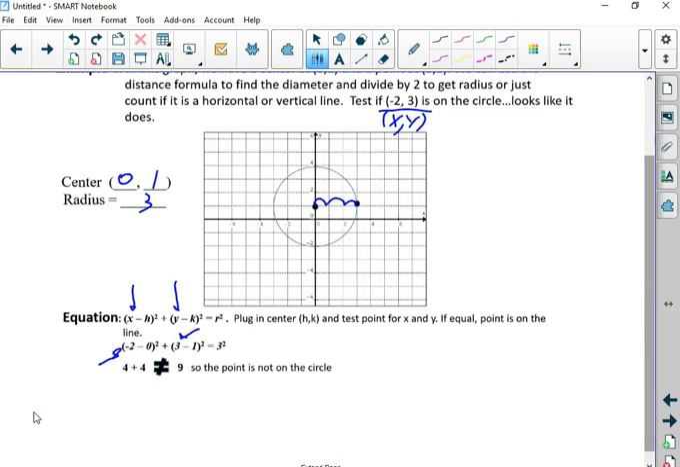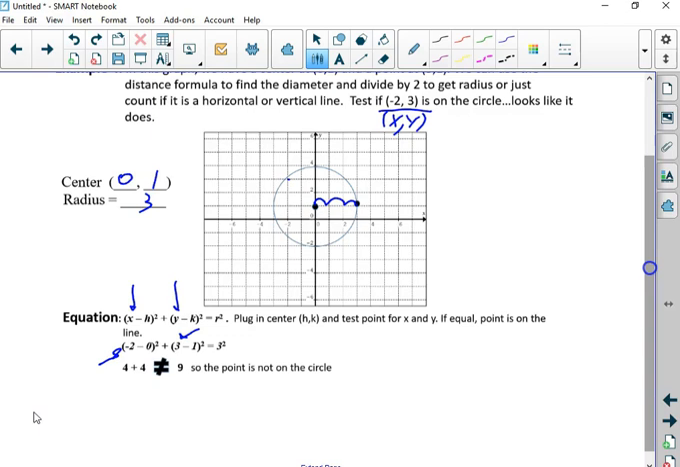Because if you look at -2, 3, where is it? It's right there. That's -2, 3. And it looks like, well, you know what? That might be on the circle. Maybe the circle's just off a little bit when he drew it or whatever. So it looks pretty close. But does it actually go through?